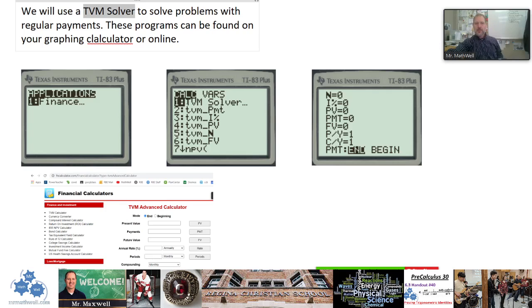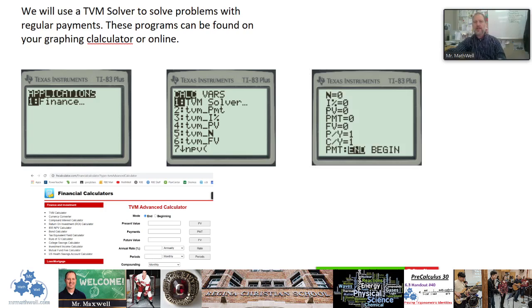When you hit that, you come up to this next screen over here, and this screen shows, number one, a TVM solver. See that? When you click enter on that function, you get into this screen, and this is where you're going to want to live for solving these questions. The calculator is going to do a lot of work for us.